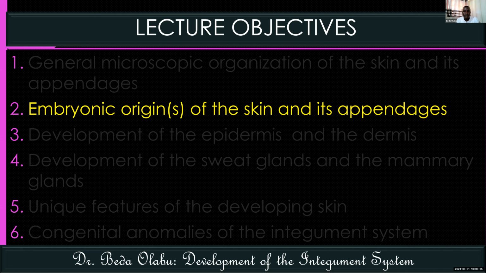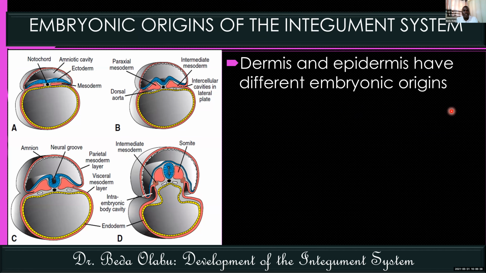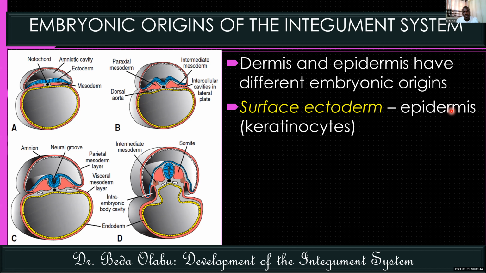The skin has different embryonic origins. The dermis has a different embryonic origin compared to the epidermis. The epidermis of the skin, and specifically the keratinocytes of the skin, arise from surface ectoderm. I hope you remember ectoderm, mesoderm, endoderm, and that the ectoderm underwent neurulation, the central part to form the neural tube. The other part of the ectoderm is the surface ectoderm. The surface ectoderm becomes the epidermis of the skin, and specifically gives rise to the keratinocytes.